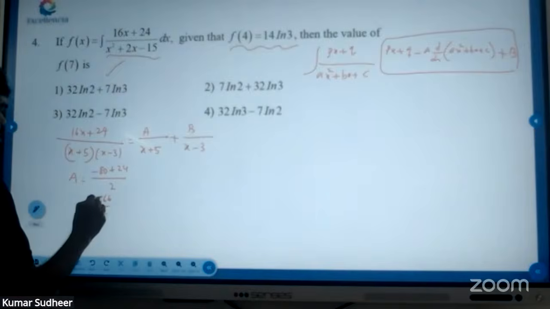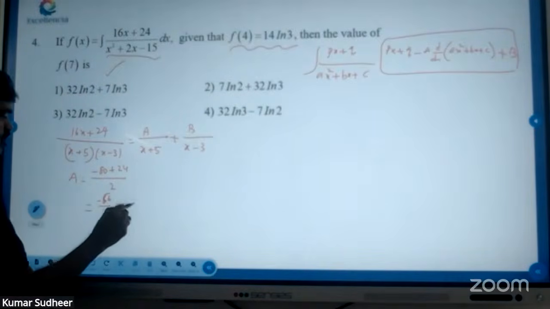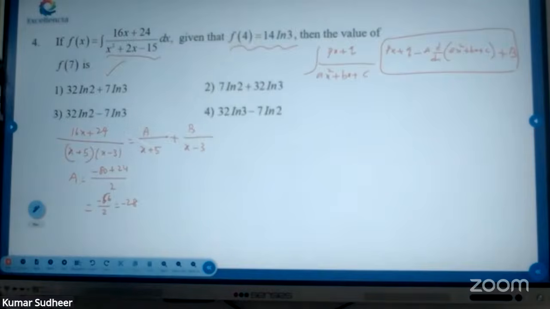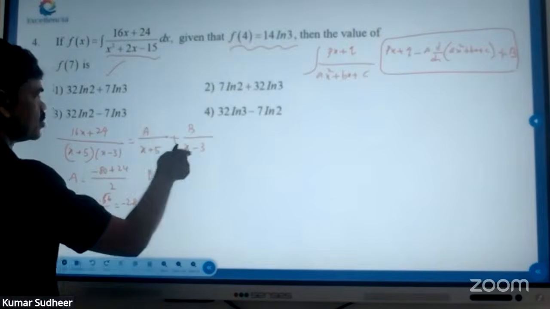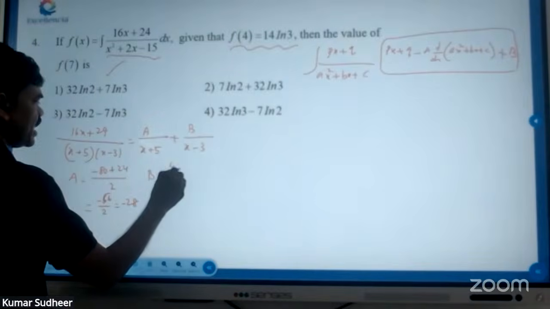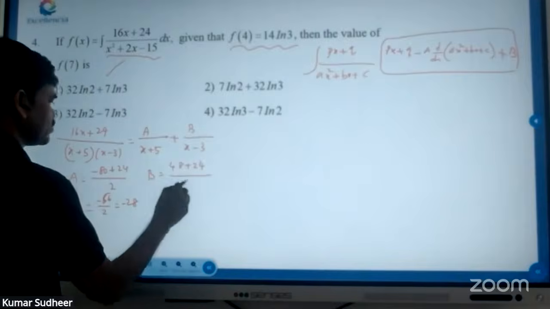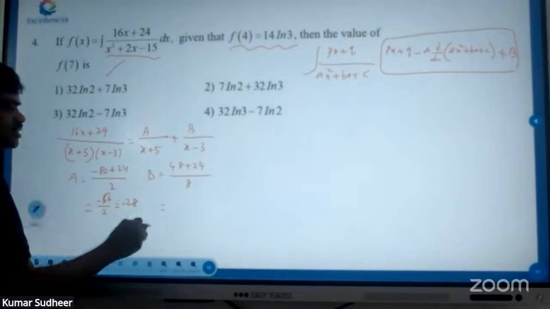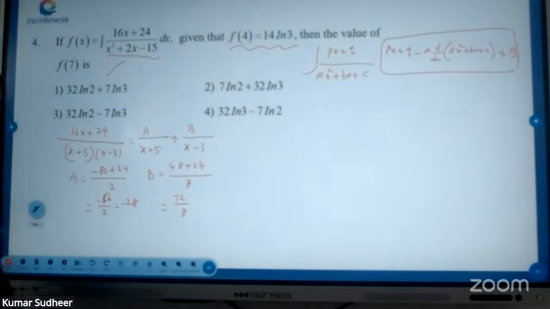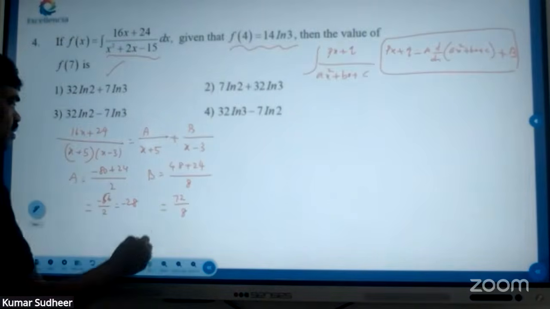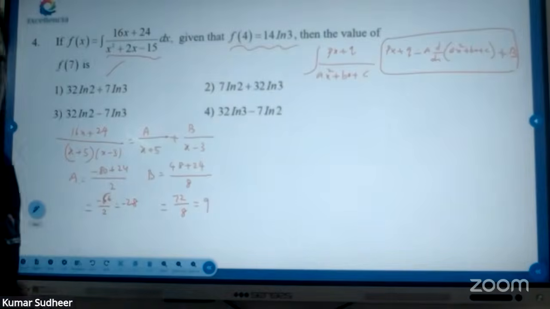So this is equal to minus 56 by minus 8... minus 56 by 2 is equal to minus 28. So we got the A value. Now let us find the value of B. B is equal to, put x equal to 3: 48 plus 24 divided by 8. So this is equal to 72 by 8, which is nothing but 9. So we got the values of A and B.